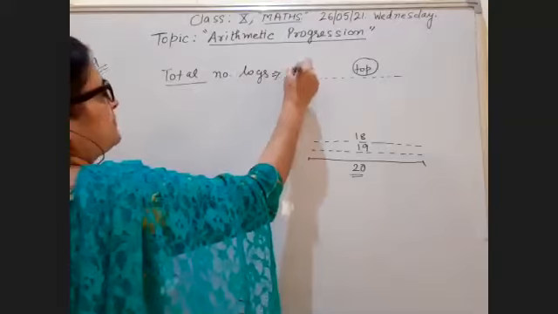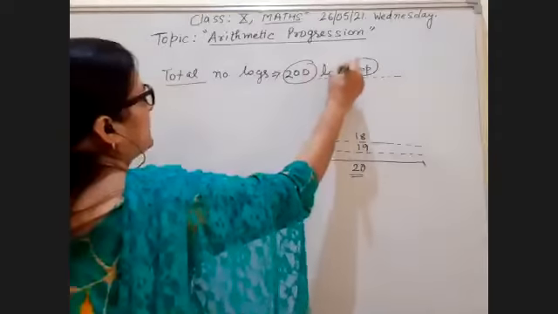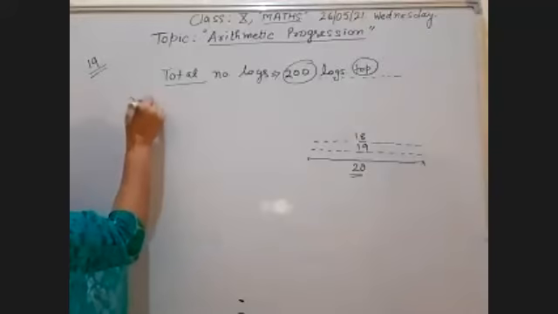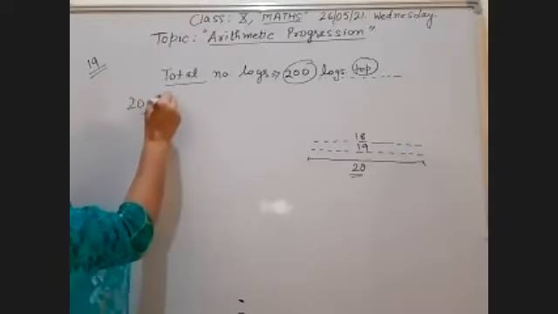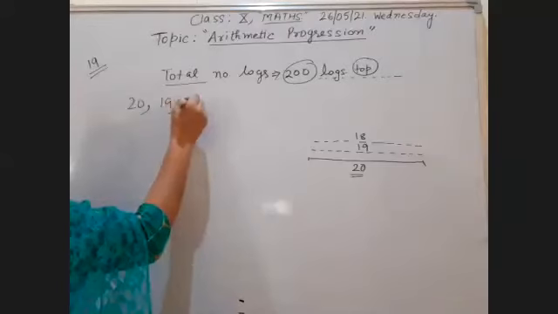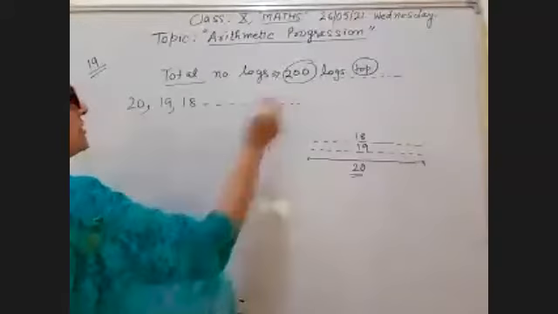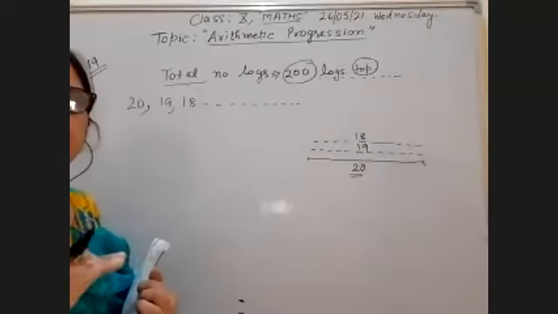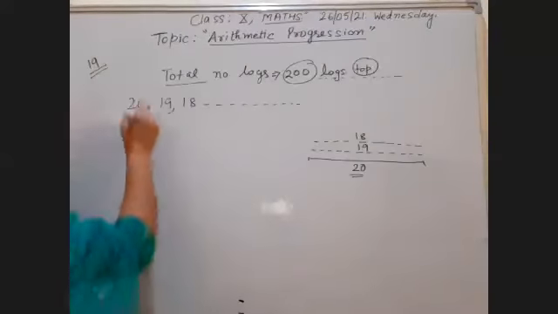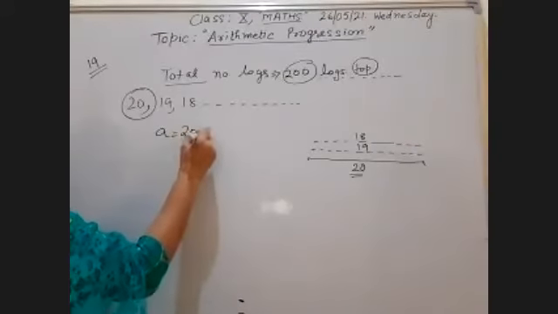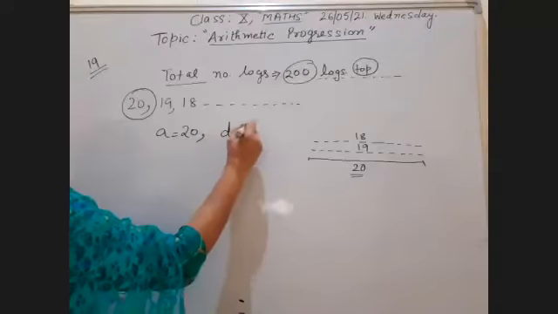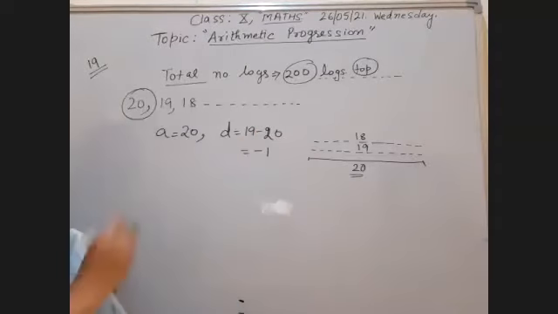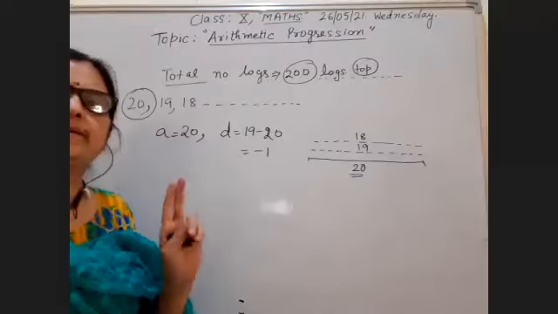So total number of logs which you have to keep is 200, and the number of rows is not given. In the first row the logs kept are 20, then 19, then 18, and so on. So this is forming an AP 20, 19, 18, because the difference every time is 1. So your first term in the question is 20, and the common difference is a2 minus a1, that is equal to -1.